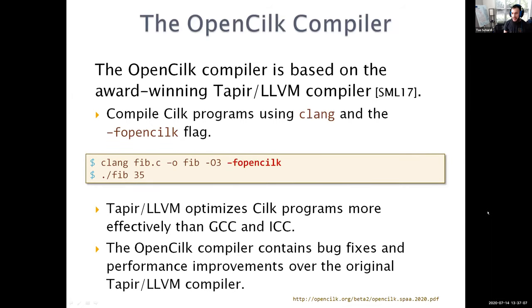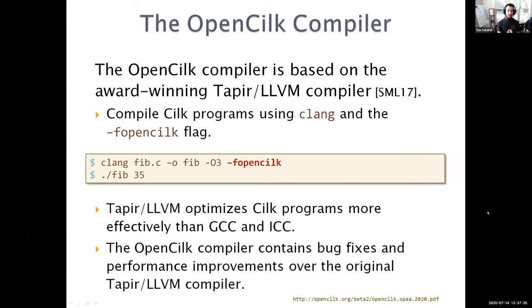All right, so now I want to dive into some of the individual components, and I'll start by talking about the OpenCilk compiler. The OpenCilk compiler is based on the award-winning Tapir LLVM compiler. This was a compiler published at PPoPP 2017, where it won the Best Paper Award at that conference. Long story short, if you're going to use the OpenCilk compiler, what does that mean from the user's perspective?